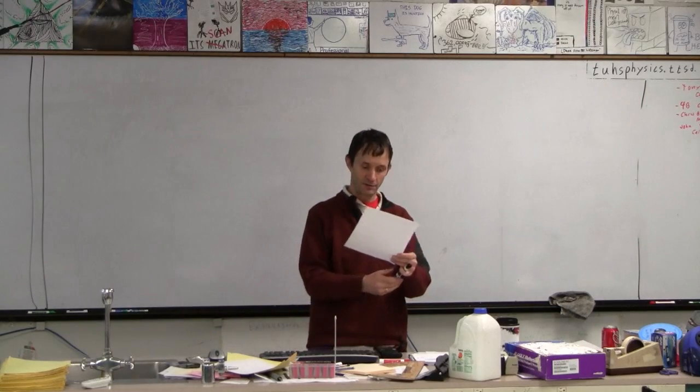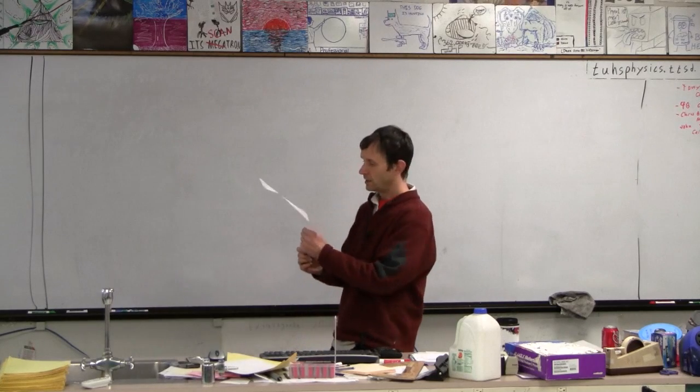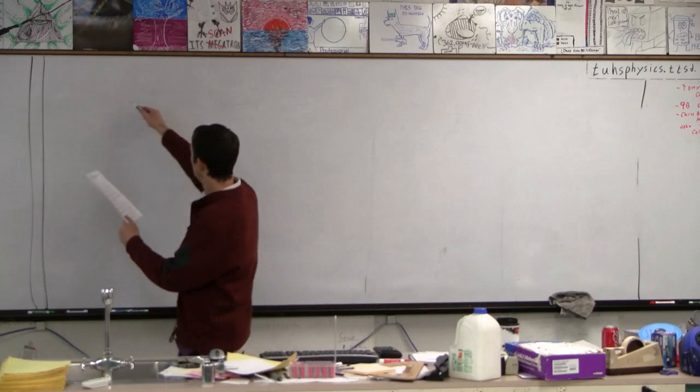IB mock test on chapters 5 and 6. This is question 4. A planet with a mass of 6.21.